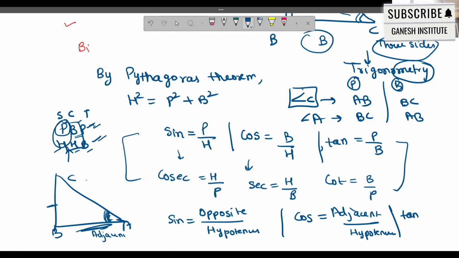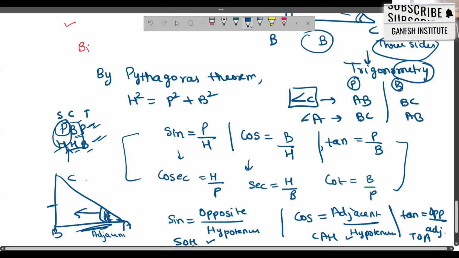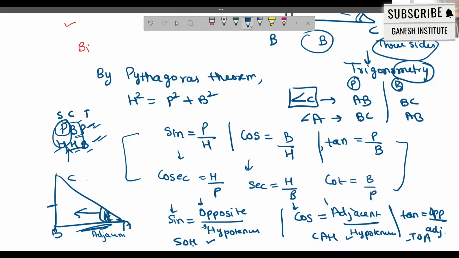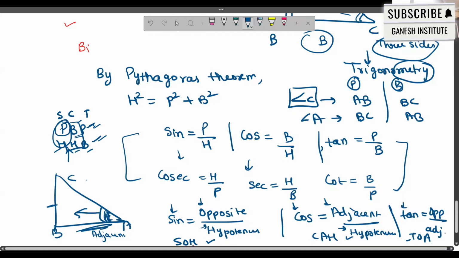Those classy people, they use it. Like tan is what? Perpendicular upon base, that is tan. It is opposite, perpendicular by base, opposite upon adjacent. So they call it SOH CAH TOA. This is their acronym.